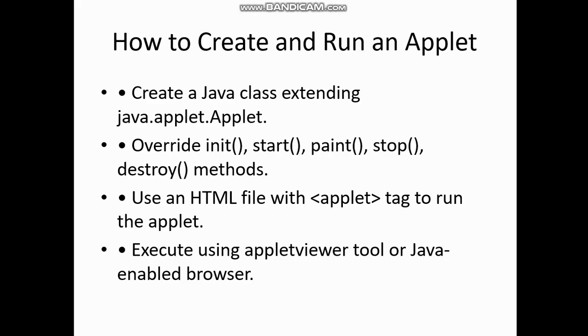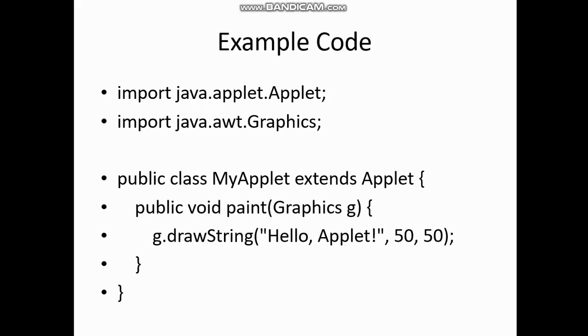So if we want to develop an applet program in Java, then we need to create two files. The first file is a Java file and the next file is an HTML file. In this HTML file, using the applet tag, we can embed the Java file. We execute using the appletviewer tool or a Java enabled web browser to run the applet. So this is an example code for Java using an applet.